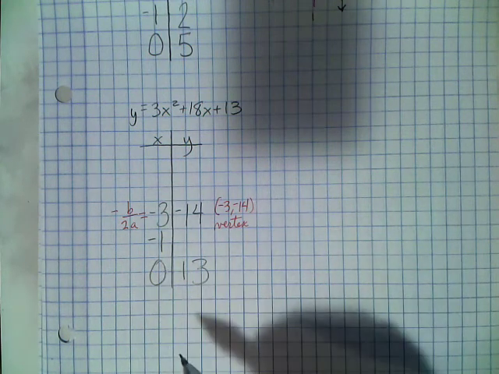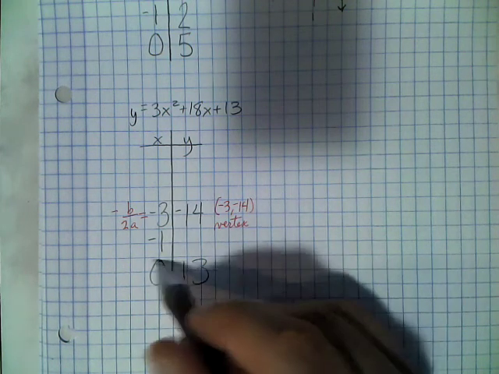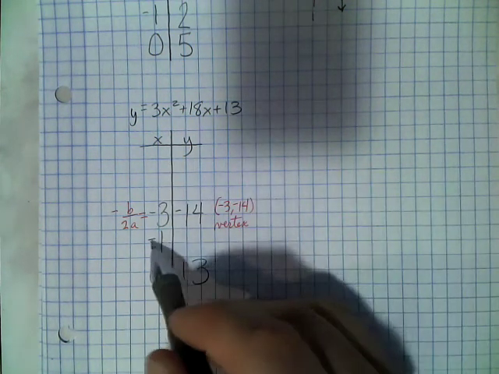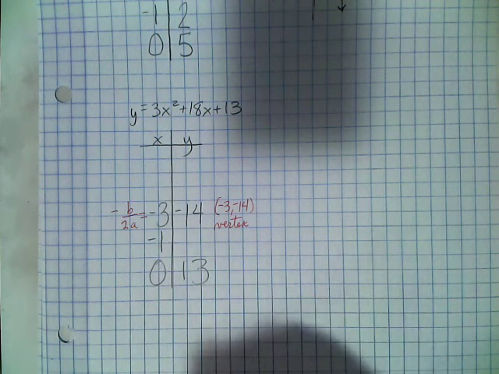But we just need to choose two different things. So I chose those just because I thought they'd be easy to plug in. 0 was easy to plug in because I know then it's just going to be C, so 13. And then I figured a -1 was easier to plug in than a -2. So smaller numbers usually are easier to calculate.